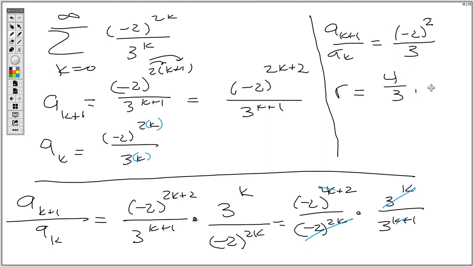Okay. Now, what do we know about geometric series? When do geometric series converge? What has to be true about the r?